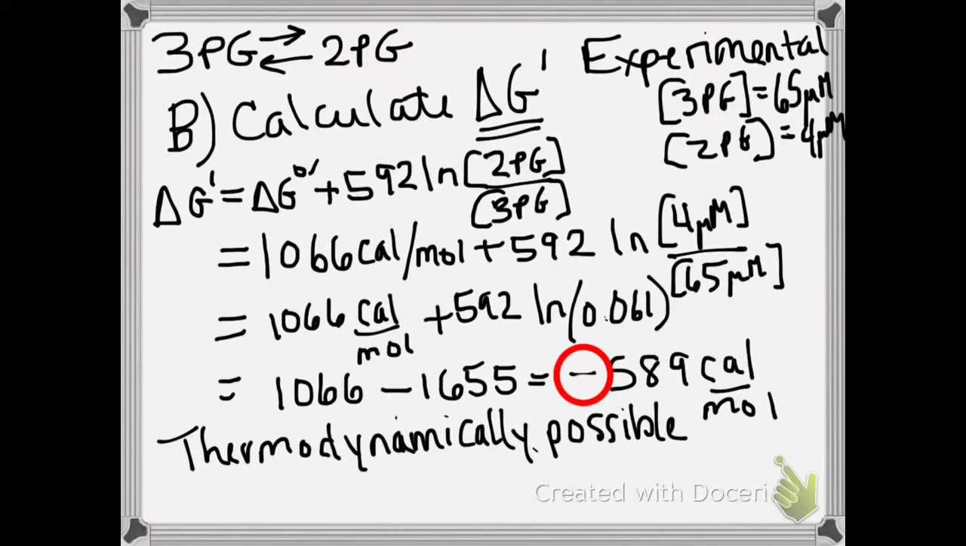It is spontaneous under those conditions. So, when a red blood cell has 65 micromolar 3-PG and 4 micromolar 2-PG, the reaction as written will proceed in the forward direction and is thermodynamically spontaneous.